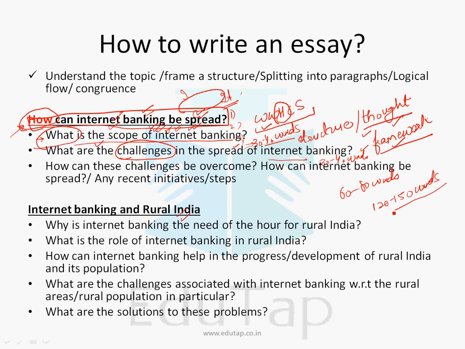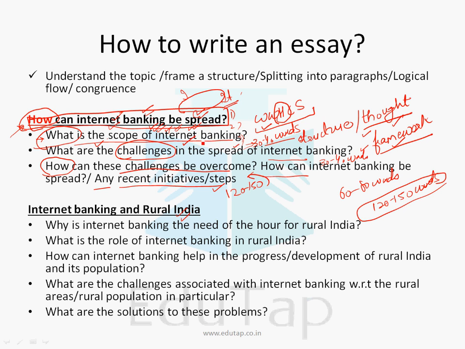Now these 120-150 words have to be utilized on the how part, which was the topic itself, that is, how can these challenges be overcome, how can internet banking be spread, any recent initiatives or steps taken by the government or the Reserve Bank of India. You can write these things. Right, so 120 to 150 words to be devoted on the question itself, but you have to start with what is the scope of internet banking, what are the challenges.